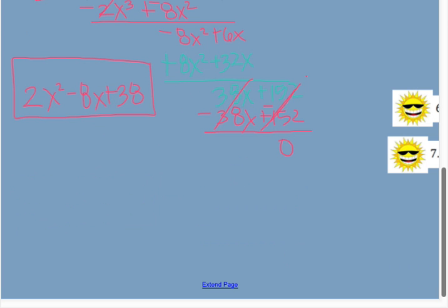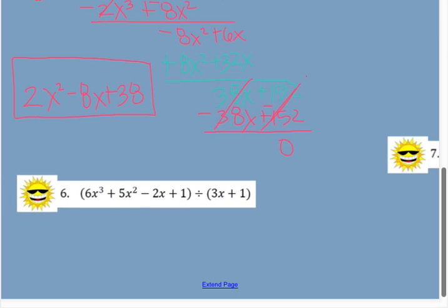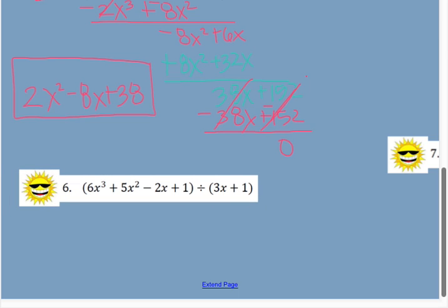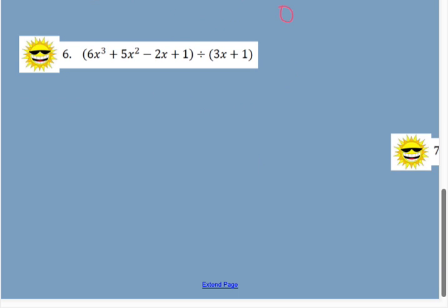Okay, moving on to example 6. Just a reminder, if you need a break, go ahead, take a break, pause the video while we move on to example 6 and 7 if you need to. Let's go ahead and do 6.